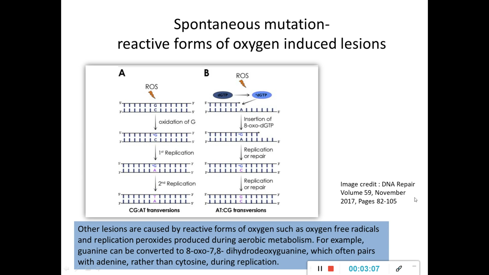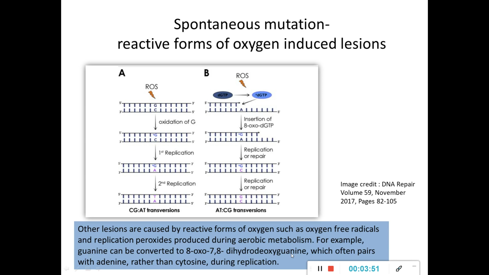Another cause of spontaneous mutation is the presence of lesions mainly caused by reactive forms of oxygen. Sometimes when reactive forms of oxygen strike particular nucleotide bases, during aerobic metabolism the nucleotide bases get converted into a different form. In this case, we have an example here. Guanine is converted to 8-oxo-7,8-dihydrodeoxyguanine. And when it gets converted into a modified nucleotide base, the pairing capacity of it will change.